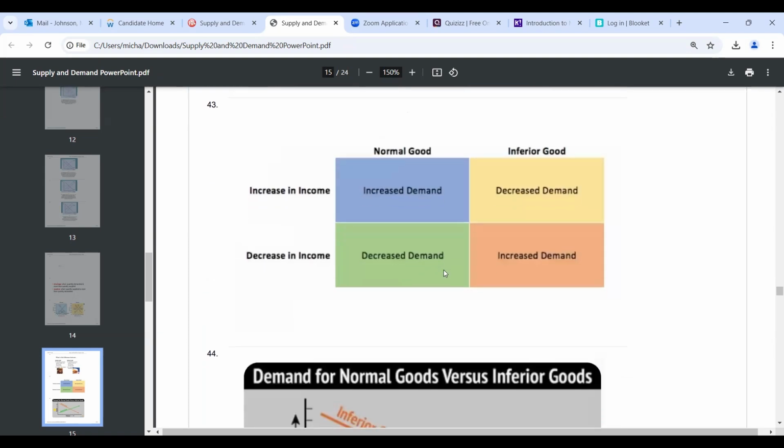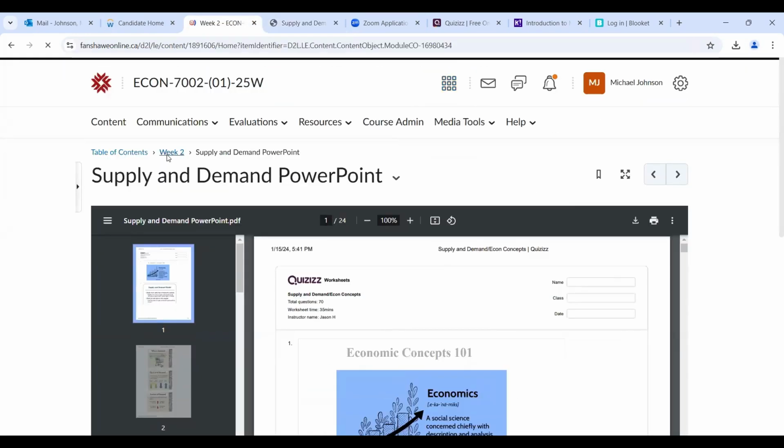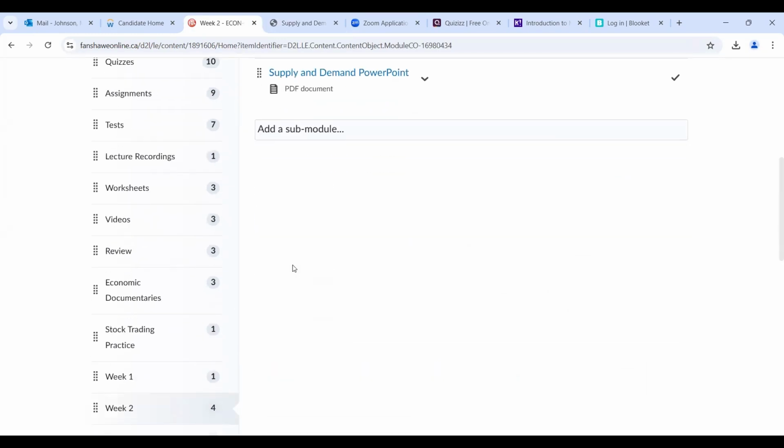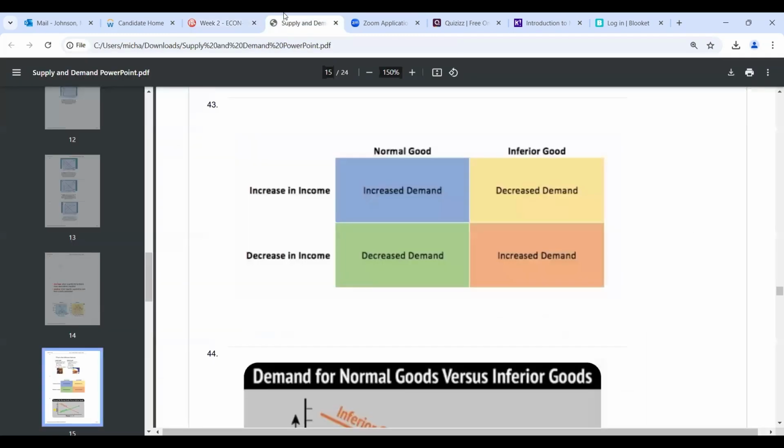So yeah, this is a good chart here. Like I said, this is under week 2. I'll just make sure it's available here for you. So if you go to week 2 here, it is public. It's under the supply and demands PowerPoint PDF here.